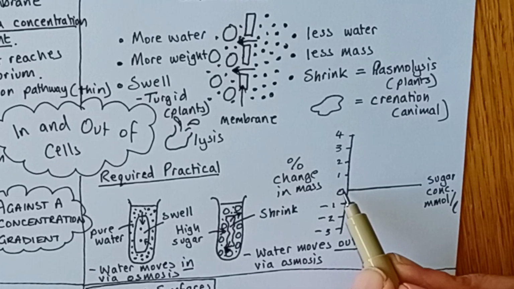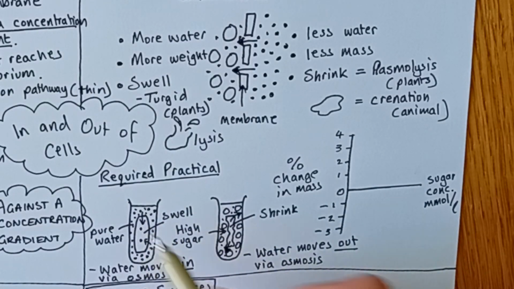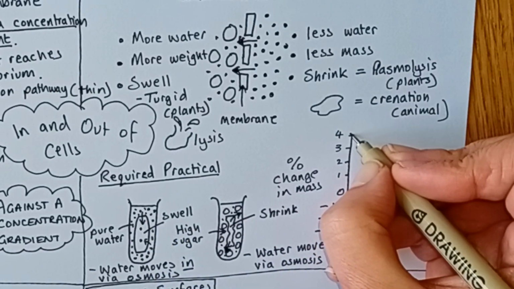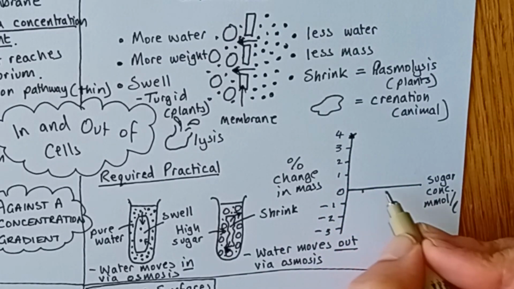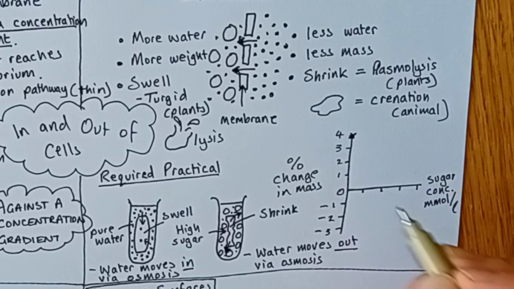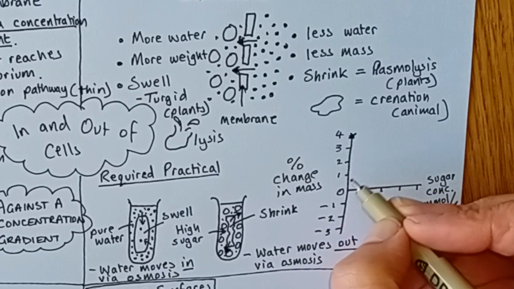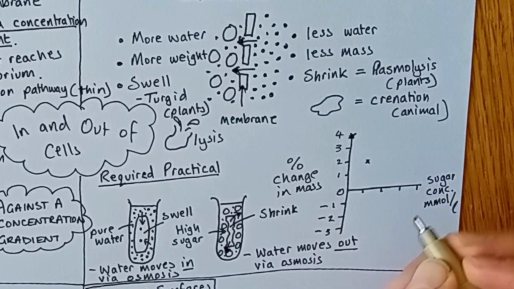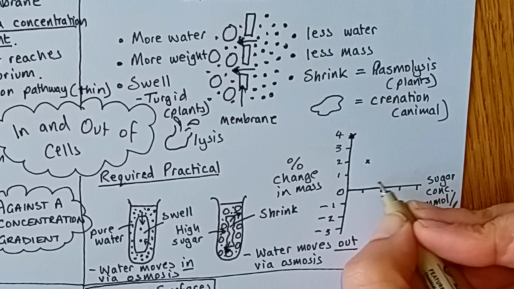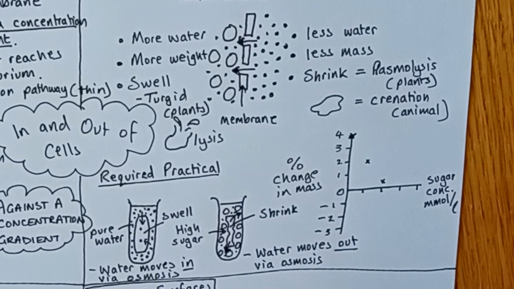This is 0 here, which means there's no change in mass, but also there is no sugar at this end. And when there was no sugar, the potato chip should have swollen up. So we'd get the highest percentage change, it would get the heaviest. If we put a bit of sugar in, it will still get heavier. Some water will move in, but not as much. And if we put a bit more sugar in, it might be that still a tiny bit of water moves in, but not as much.